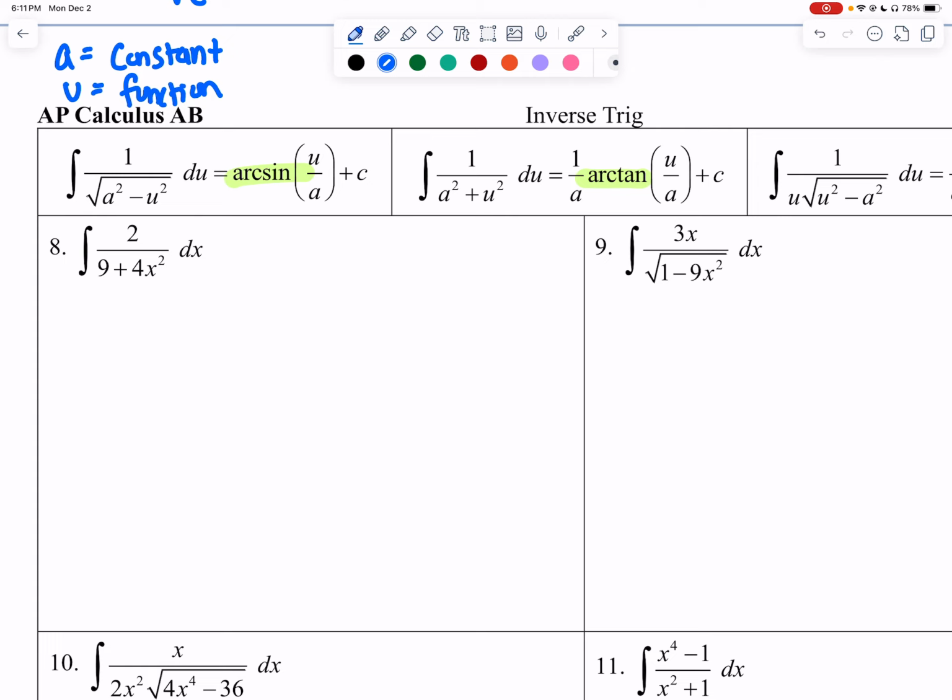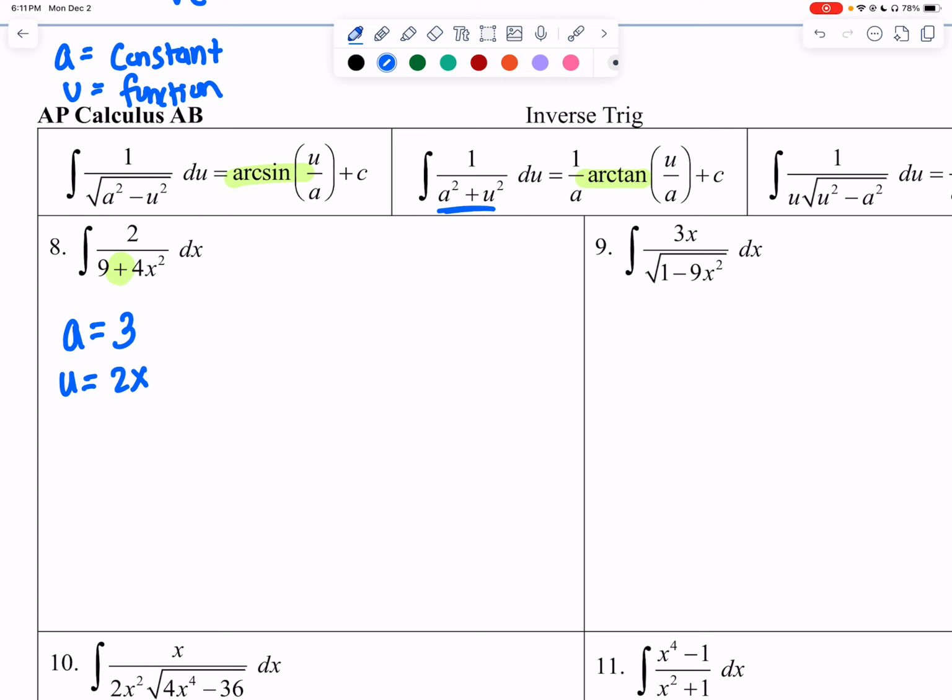But looking at number 8 here, notice how I have a plus sign, so I know that it's going to be inverse tangent. What I need to do is figure out what my a value and u value is. Now notice how with inverse tangent I have a squared plus u squared. So that means that my constant is going to be 3, and then my u is going to be 2x, because that's just the square root of 4x squared.